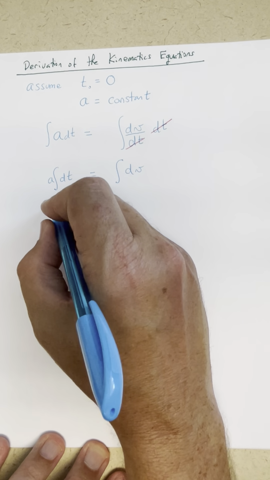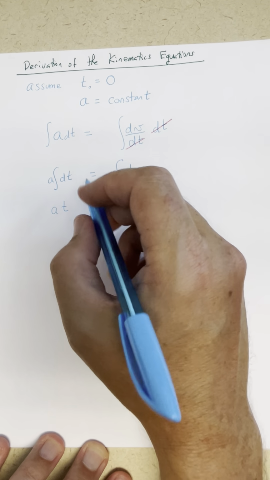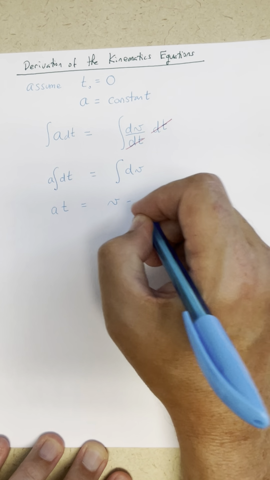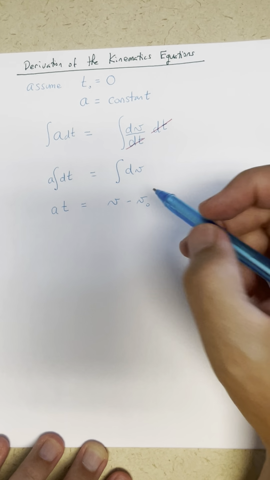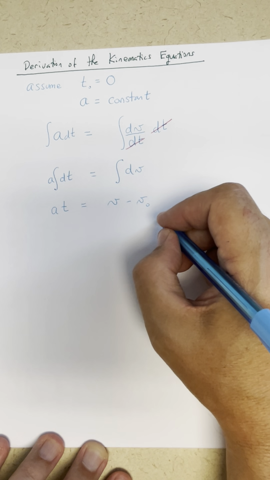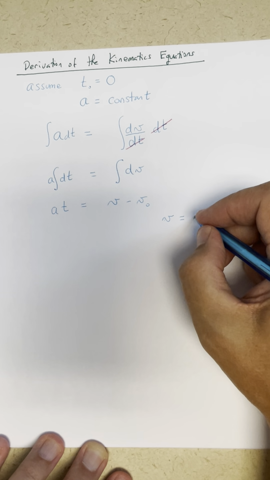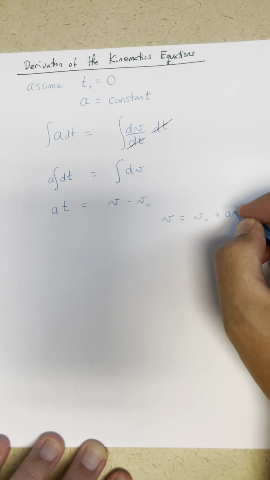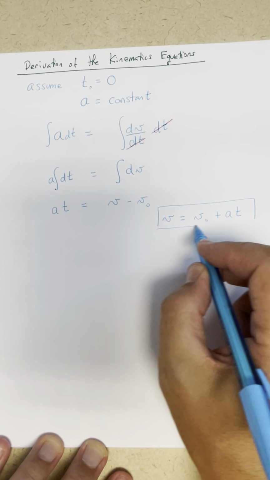Therefore, the acceleration times time, because I'm taking t0 to be 0, is equal to final minus initial velocities, v minus v0. And I can clearly rearrange this equation to tell me that v, the final velocity, is the initial velocity plus acceleration times time, which is one of the kinematics equations.